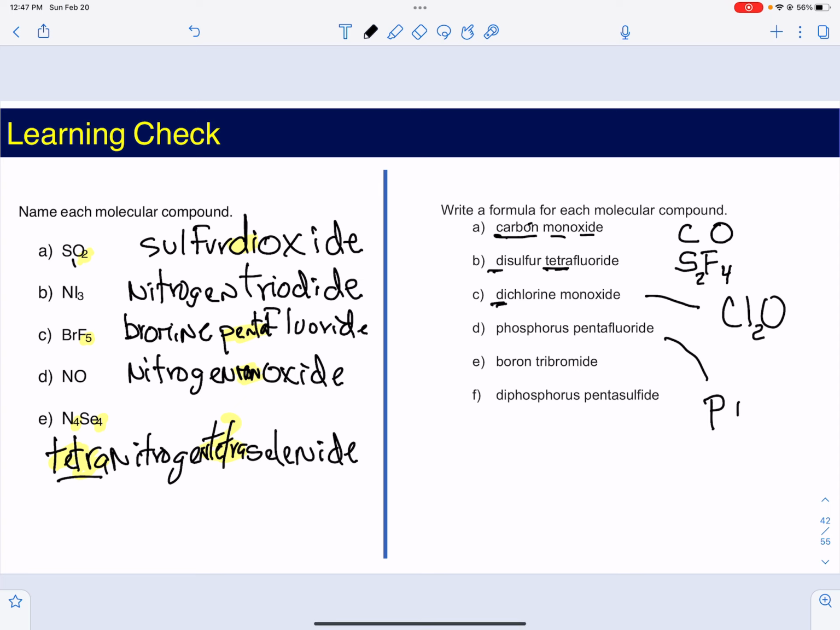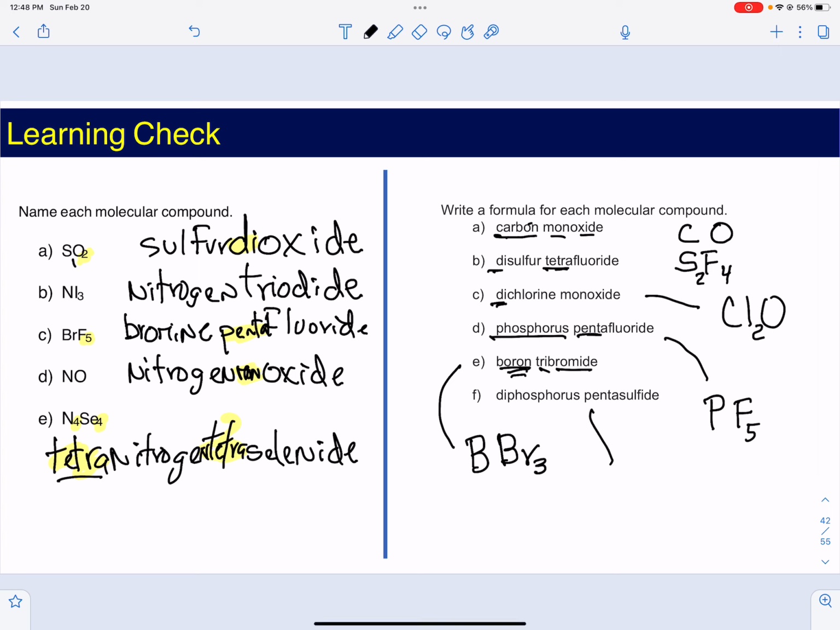Phosphorus and fluoride. It doesn't say, so that's just 1. And penta for the fluoride, so PF5. This one is going to be boron with bromide. It doesn't say about the boron, so just 1, but the bromine, you got 3 of them.